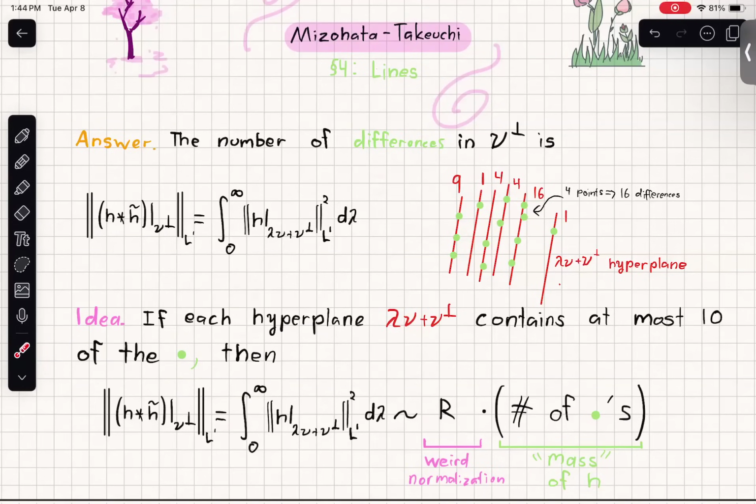So in summary, if these points are lonely and there aren't very many points in their slice, then we should have an estimate that looks like this, up to some constant. That's what this means, up to some constant. So that part is, I guess, just more combinatorics.